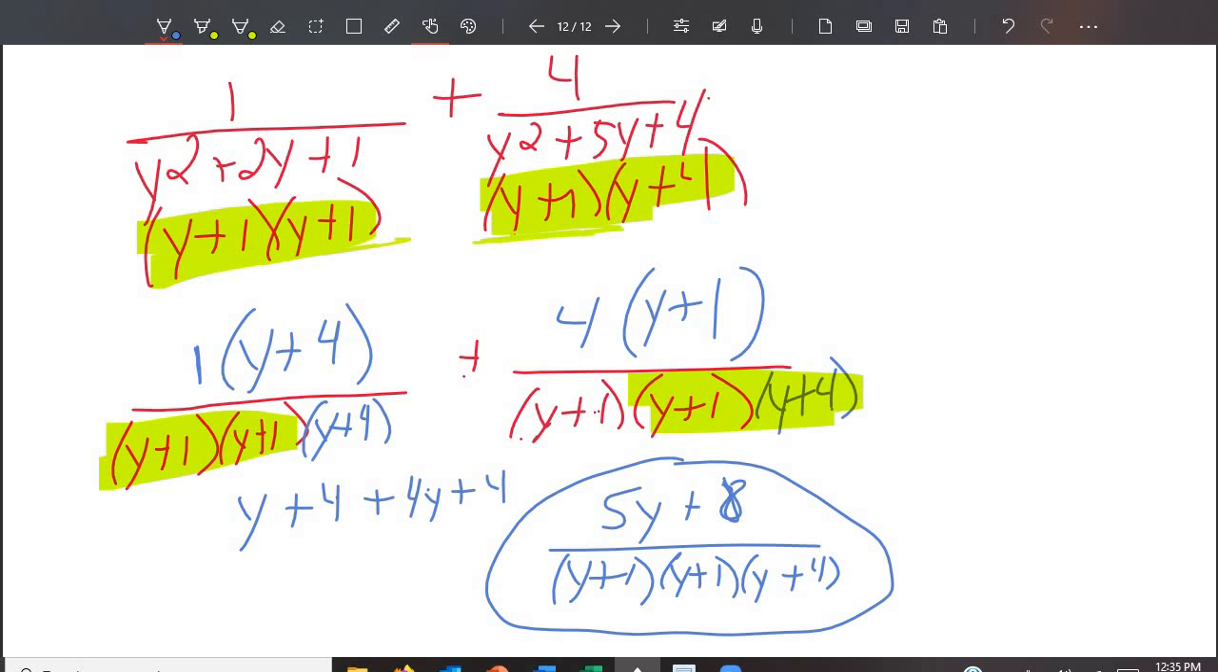So, you bring down everything in the first denominator. Then you bring down from the second denominator what they're not sharing. And I think if you use the highlighter to show you what you had, it'll be easy to tell what you didn't originally have.